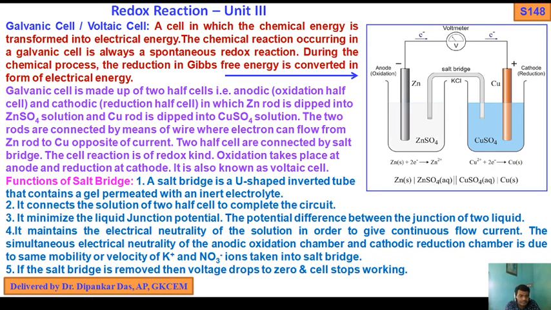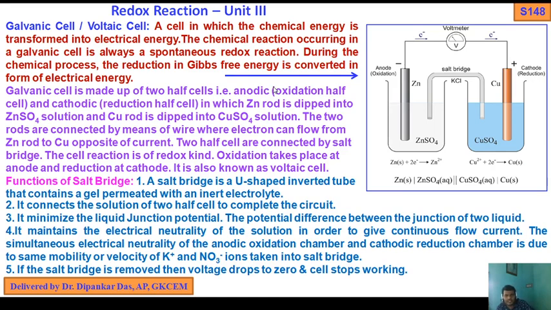Today I am going to discuss redox reactions, unit 3: the galvanic cell or voltaic cell. A galvanic cell is a cell in which chemical energy is transformed into electrical energy. The chemical reaction occurring in the galvanic cell is always a spontaneous redox reaction.